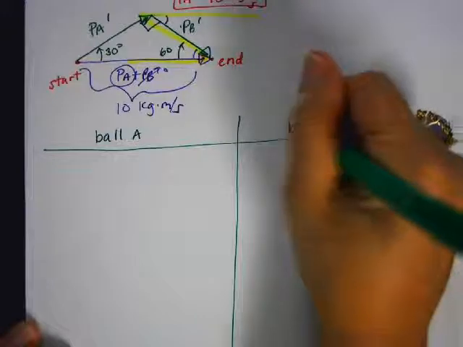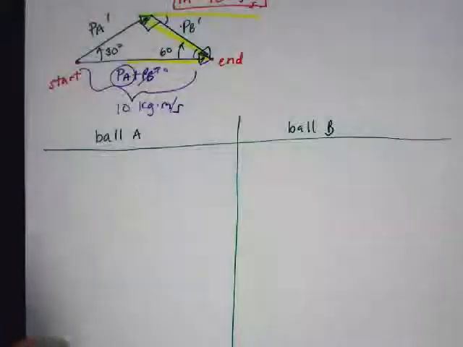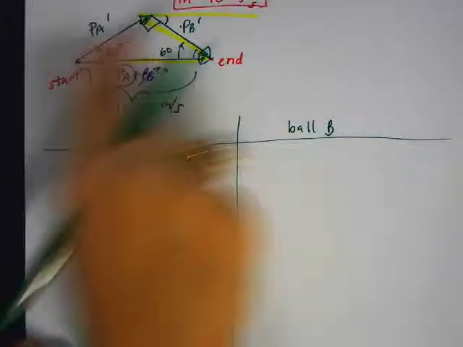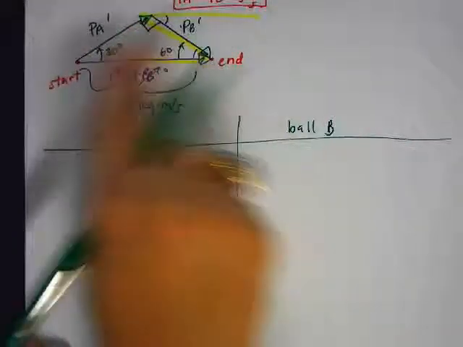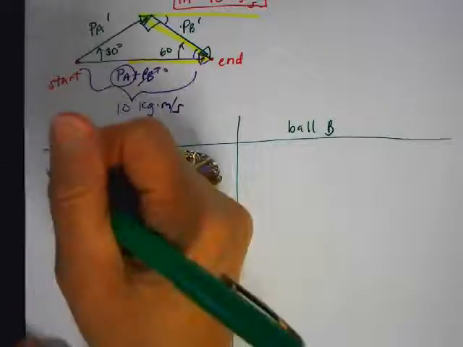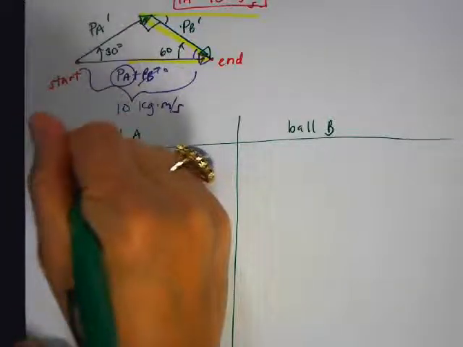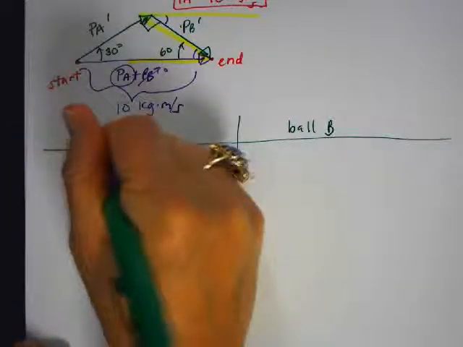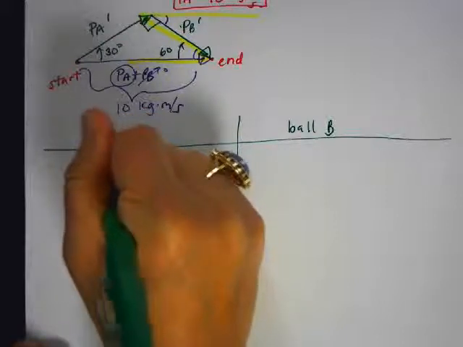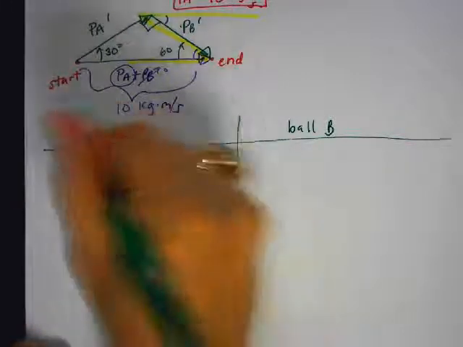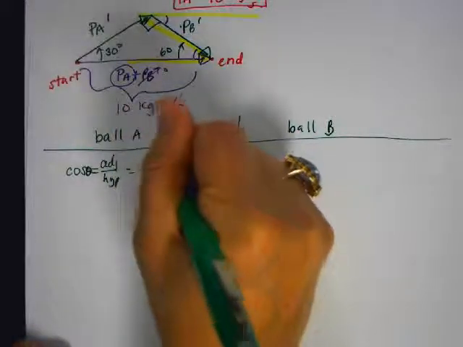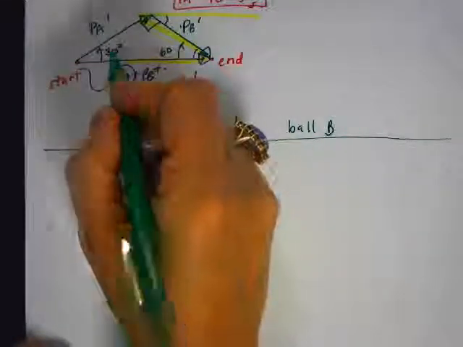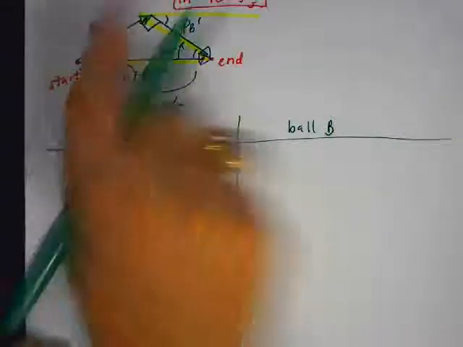Alright, so let's say I want to find PA prime. Do I use sine? Do I use cosine? Do I use tangent? It really doesn't matter. Just write one down. So if I'm using cosine, cosine is equal to adjacent over hypotenuse. So in this case, cosine of 30 degrees is equal to what's adjacent to it? PA prime over the hypotenuse, which is PA.